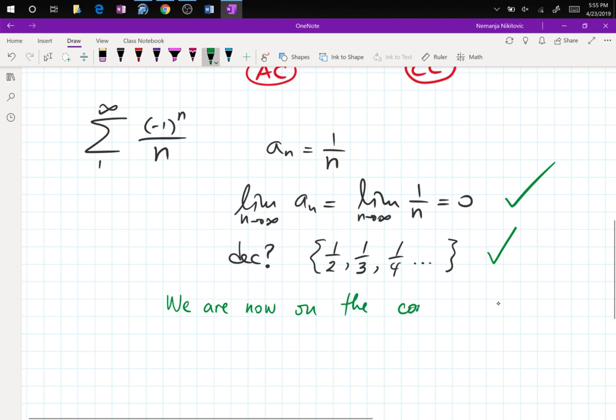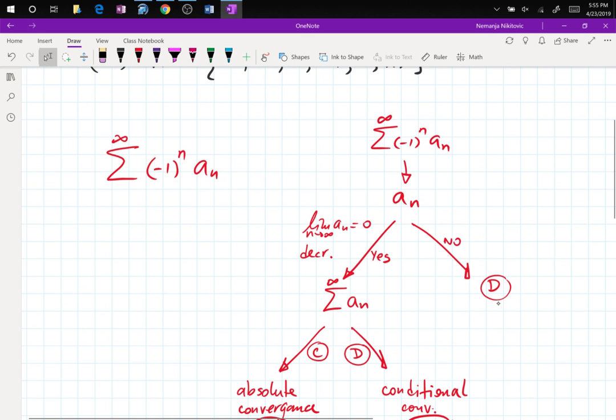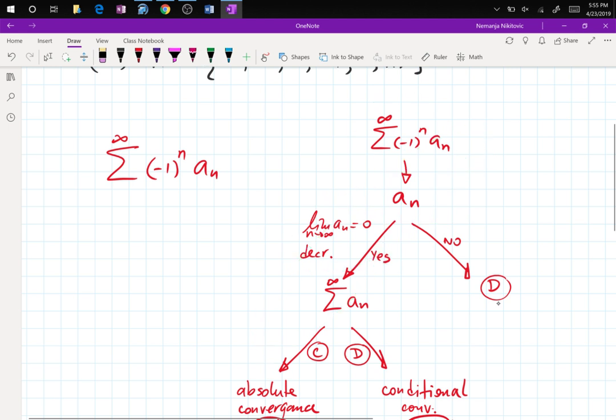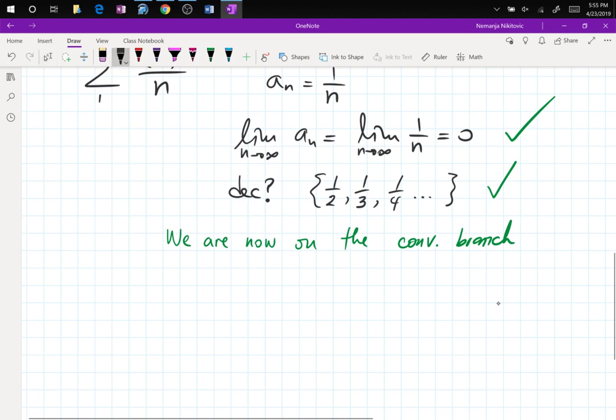on the convergence branch of the tree up there. So you can see you start with a problem, you fish out your a_n, and if both conditions pass, you are on the convergence branch over here. All right, so now that's all taken care of, and the next step is for us to check convergence of the a_n alone. So the next step is to check the convergence of 1 over n as n goes from 1 to infinity.